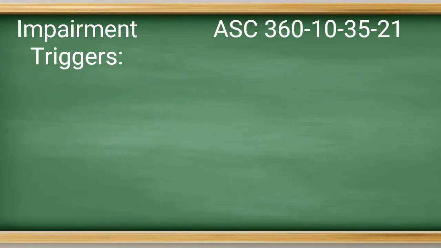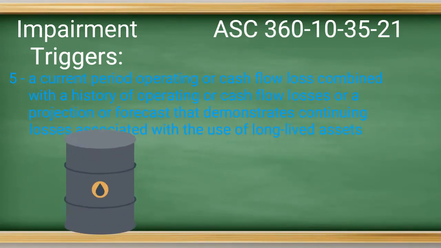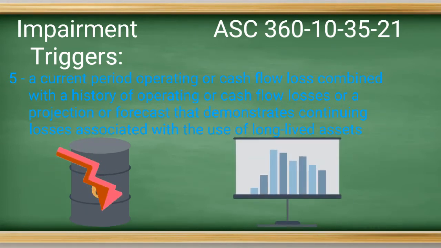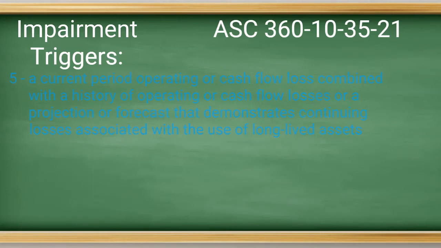The fifth trigger is a current period operating or cash flow loss combined with a history of operating or cash flow losses, or a projection or forecast that demonstrates continuing losses associated with the use of long-lived assets. So if the price of oil drops and oil drilling companies can no longer drill oil economically at the current price, this could be a trigger for the asset group.